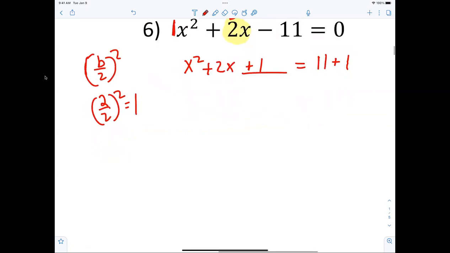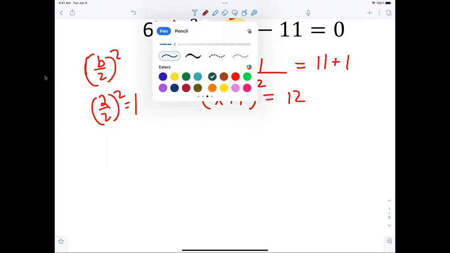Now it factors. It always factors to whatever the half was. What's half of 2? 1. x plus 1 squared. Everybody's good with that? Anybody have any issues? Now that we have that isolated, we go ahead and take the square root.